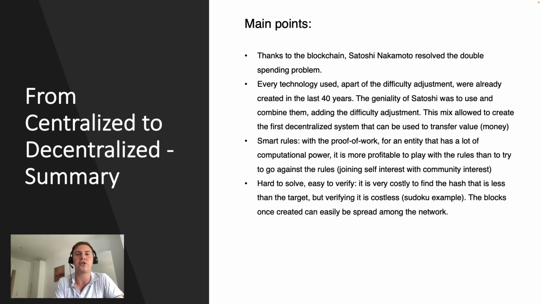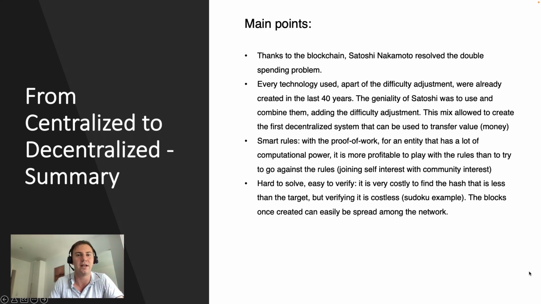Which are the main points? Firstly, thanks to the blockchain, Satoshi Nakamoto resolved the double spending problem. Every technology used, apart from the difficulty adjustment, was already created in the last 40 years. The genius of Satoshi was to use and combine them, adding the difficulty adjustment. This mix allowed the creation of the first decentralized system that can be used to transfer value, or let's say, money.